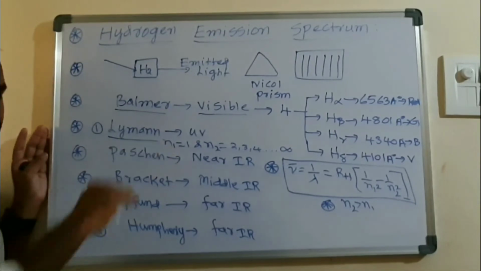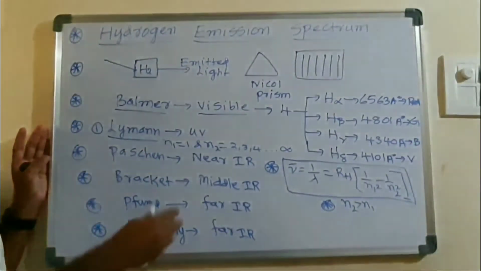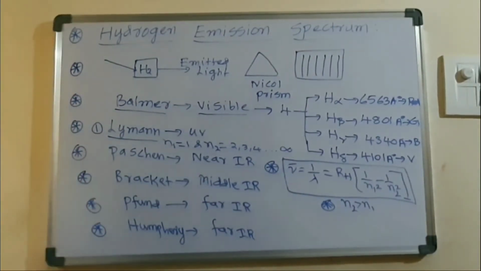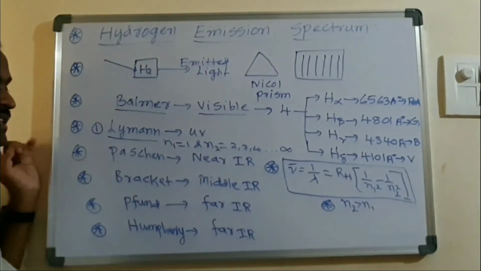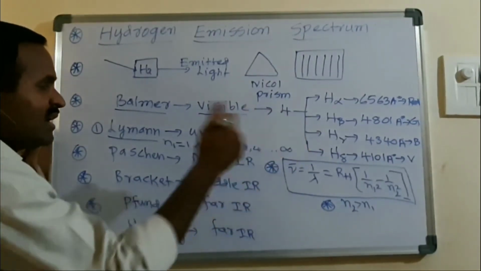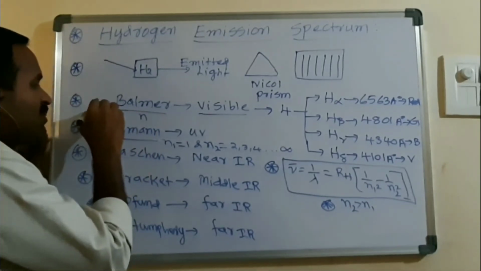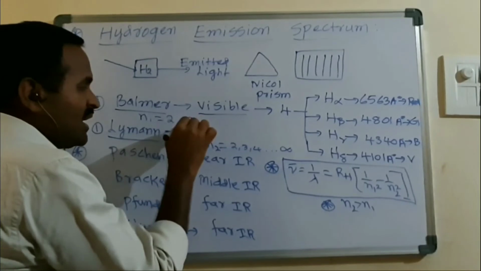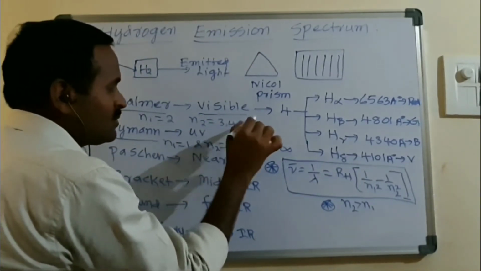but actually from the notation and discovery point of view, Balmer was the first to analyze and discover it, and later Lyman. But when we come to the Rydberg equation and N1, N2 values, for Lyman N1 equals 1 and N2 values are 2, 3, 4 and up to infinity. What about the second, Balmer series? Here N1 value is 2 and N2 values start from 3, 4 and so on up to infinity.